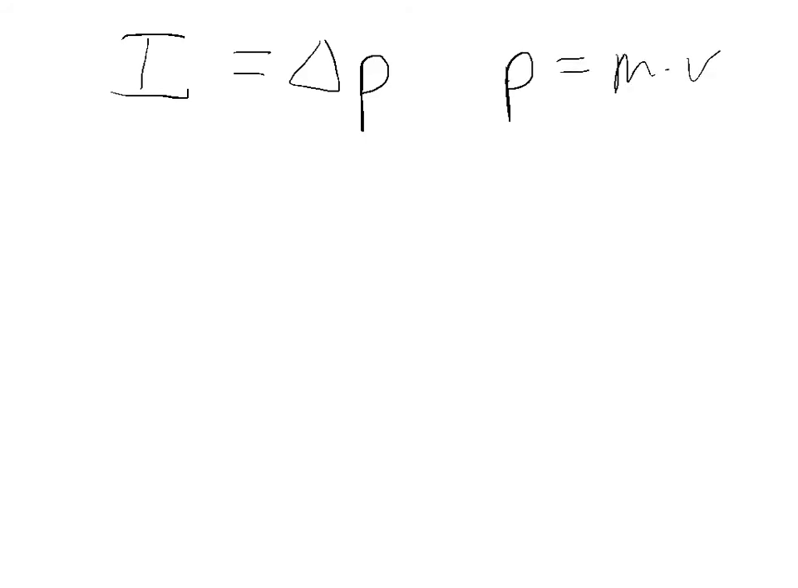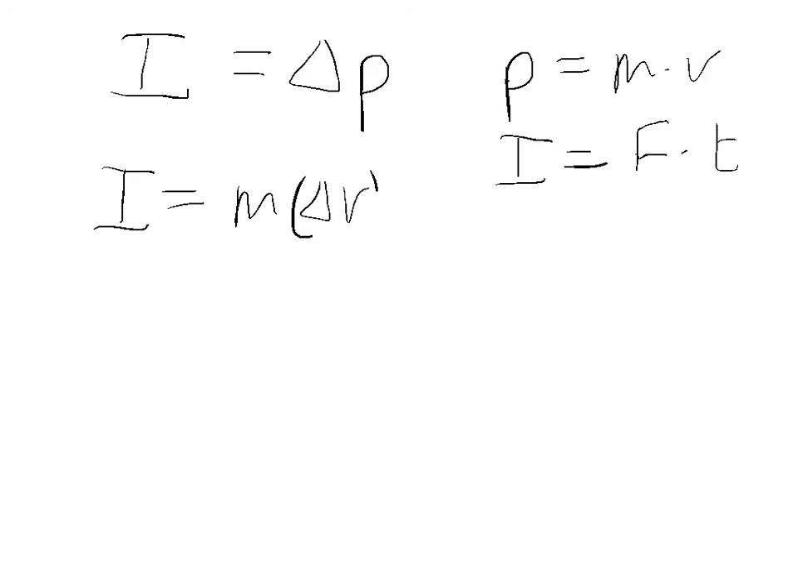For number 21 on momentum, it's talking about how impulse is equal to a change in momentum. Remember that momentum is mass times velocity, and that impulse is force times time. So you can set those two things equal to each other and say that impulse is equal to mass times a change in velocity, which is mass times velocity final minus velocity initial. That'd be a change in your velocity.